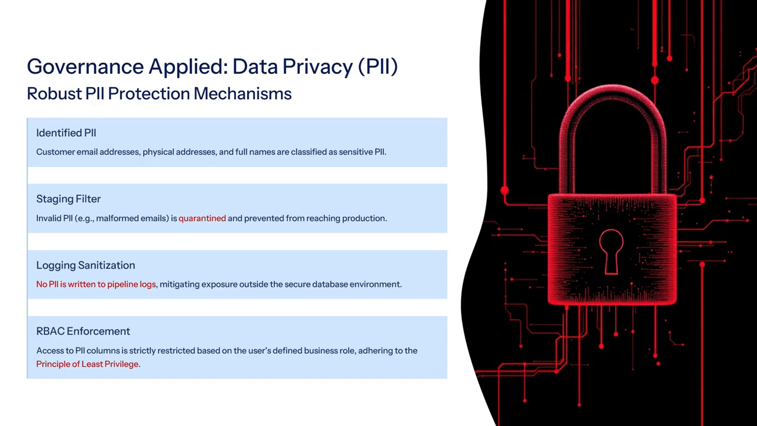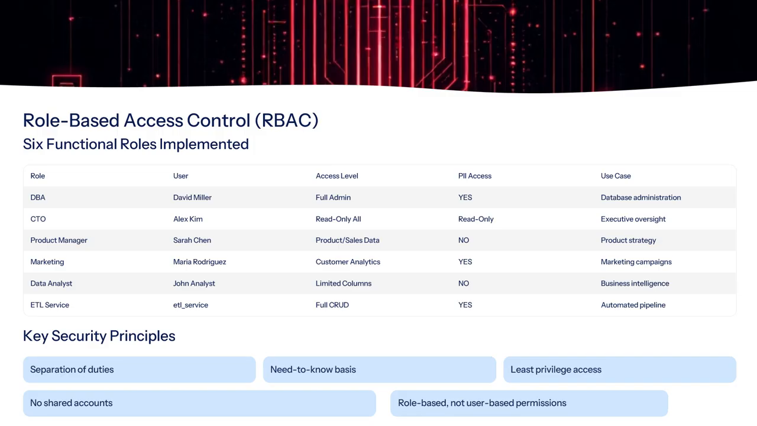And then RBAC, role-based access control enforcement. This helps prevent access to PII columns, which is strictly restricted based on the user's defined business role, adhering to the principle of least privilege. So in our system, we have implemented six functional roles, or six RBACs.